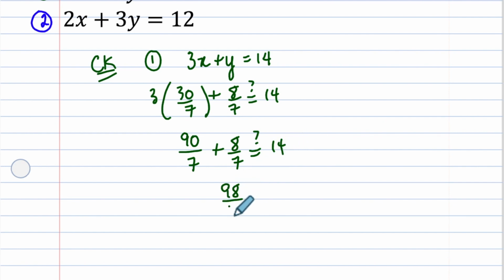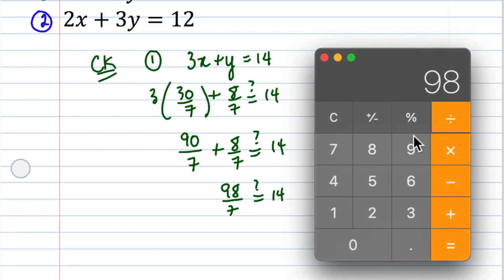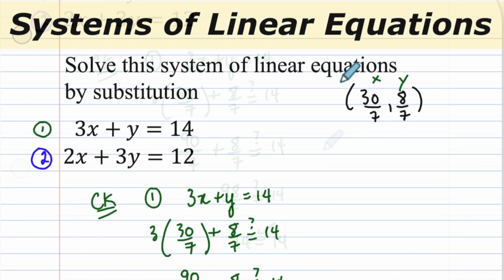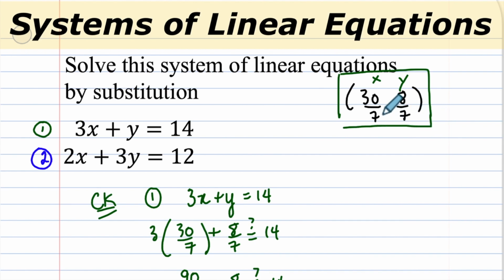98 divided by 7. Does that equal 14? 98 divided by 7 equals 14. It's true. The solution for this system of equations is 30/7, 8/7.